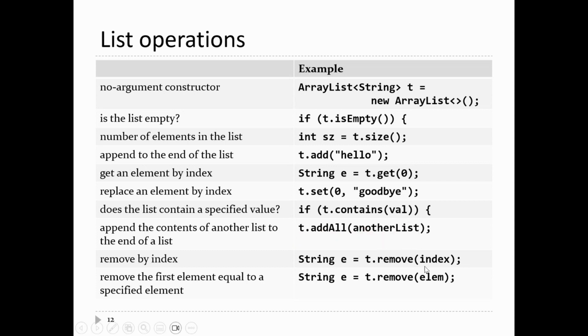There are two variations of remove. Remove using an integer index will remove the element at that index if it exists. If it doesn't exist, so if the index is invalid, you get an exception. t.remove(some element value) will search the list for that element and remove the first occurrence of that element. It only removes the first. It doesn't remove them all.